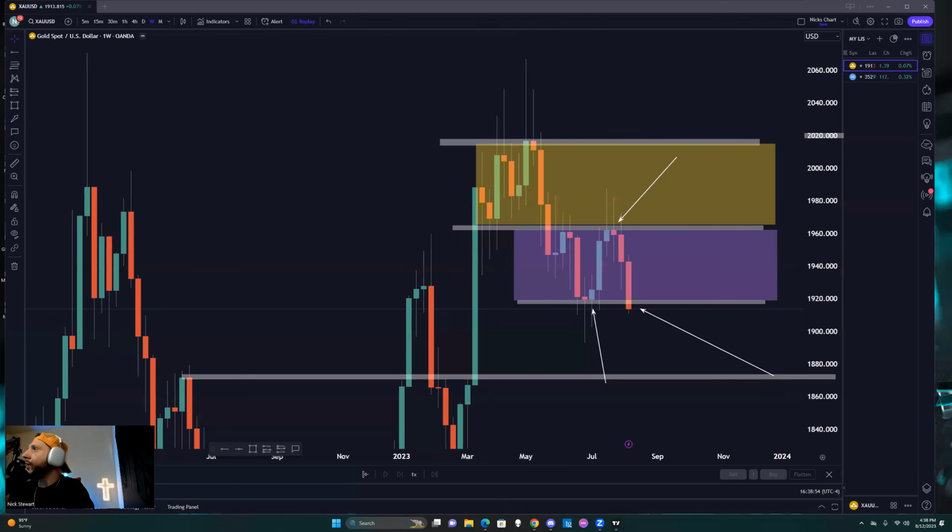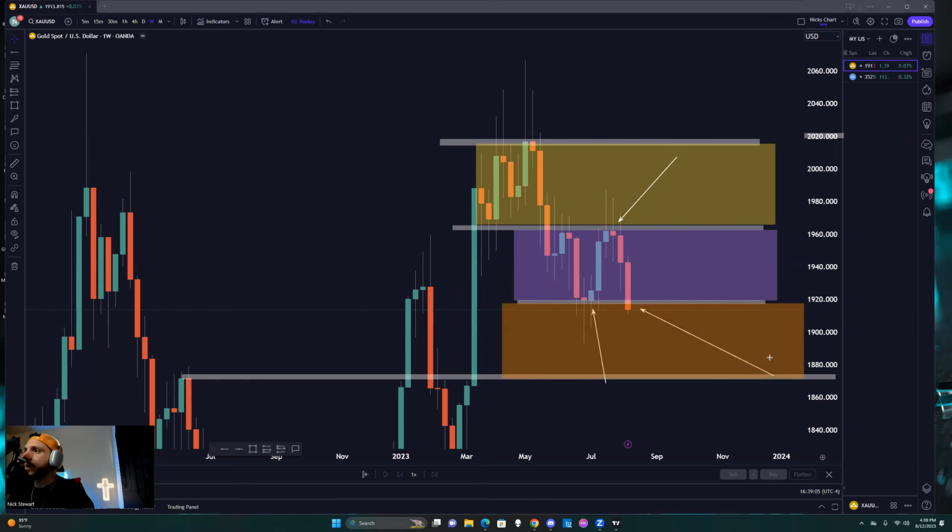And we can just call this, for visual sake, the orange range here. This is the orange range. And now price is going to look to do something in this orange range. So what are we expecting? Well, we're expecting price to continue down after creating a top wick to fill the rest of the range.